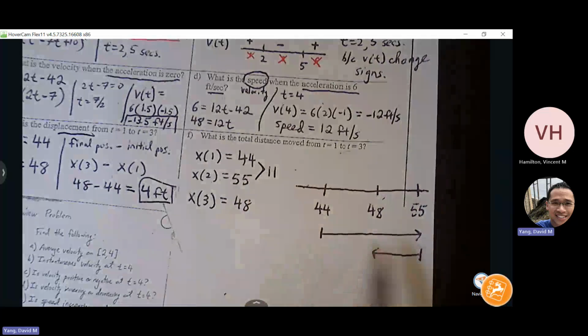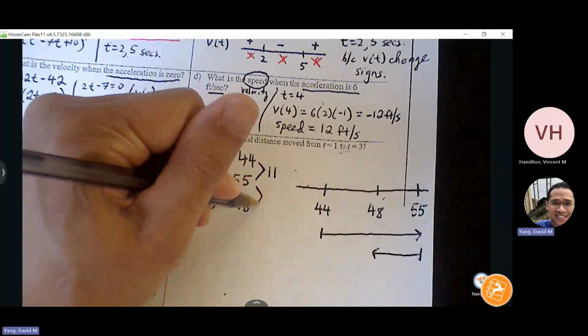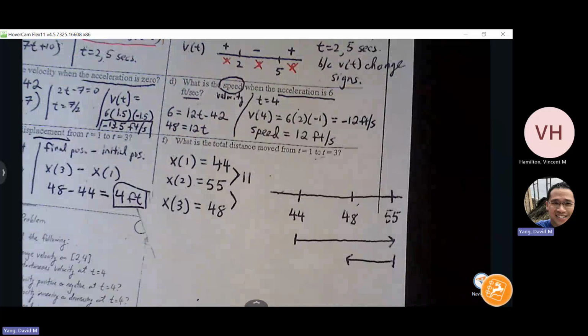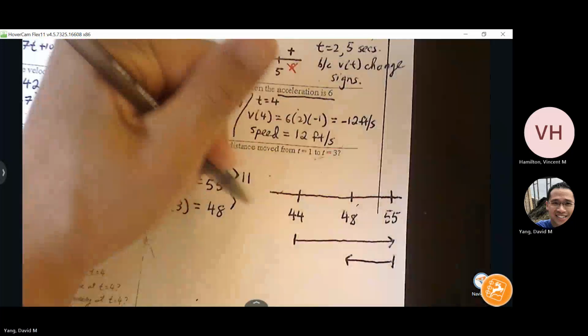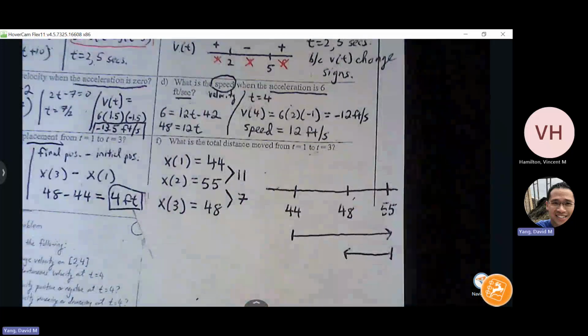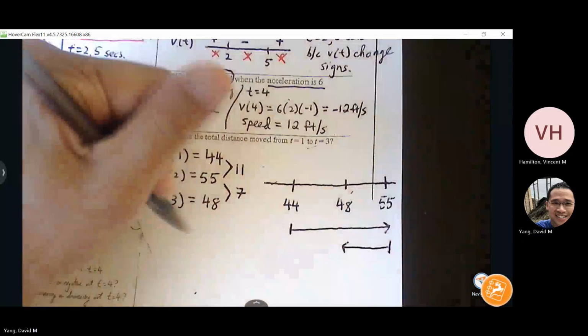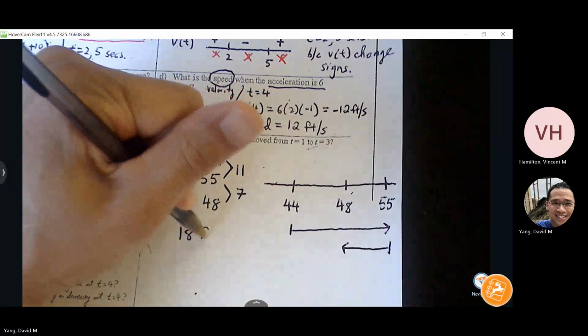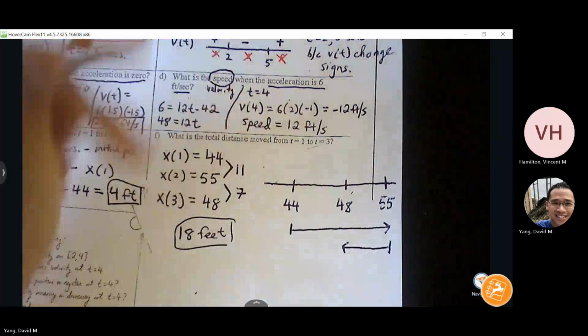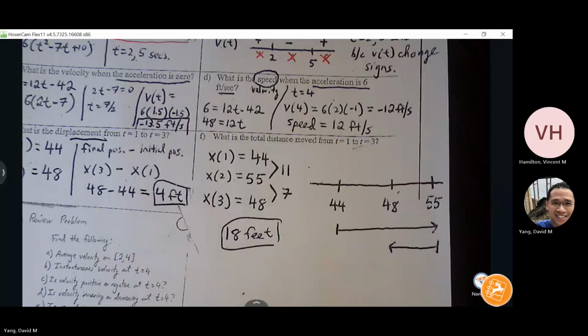And then from 55 to 48, how many steps is that? 7, all right? So then how many steps have you taken if you go from this location to this location back to this location? 18. So distance is 18 feet. Does that process make sense?